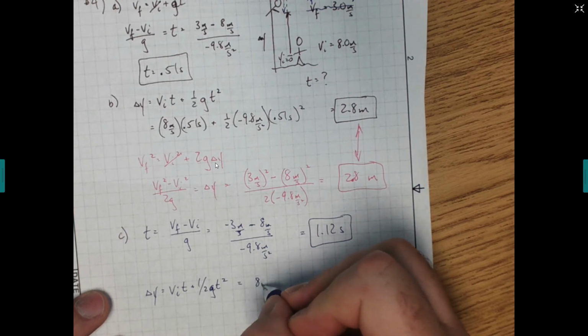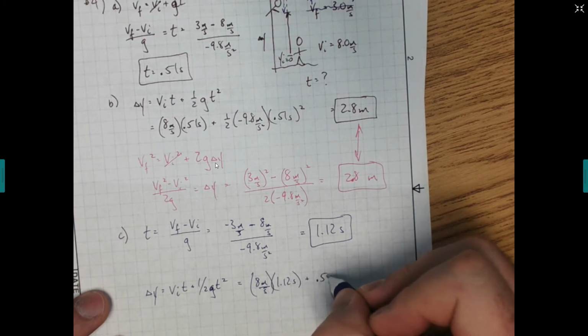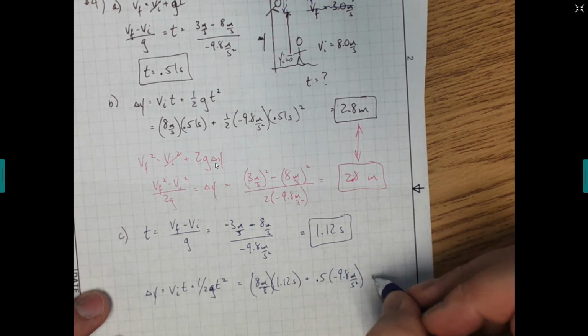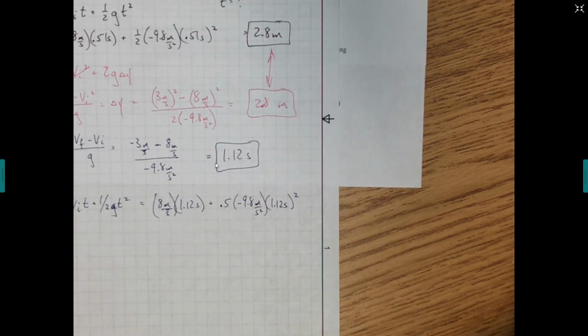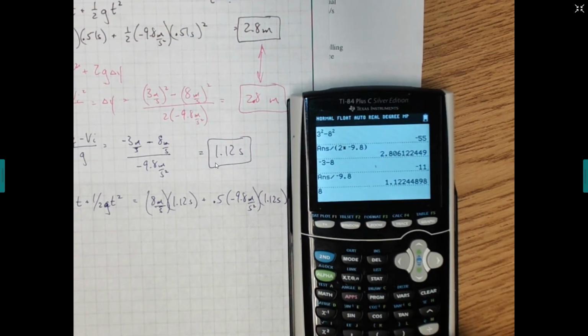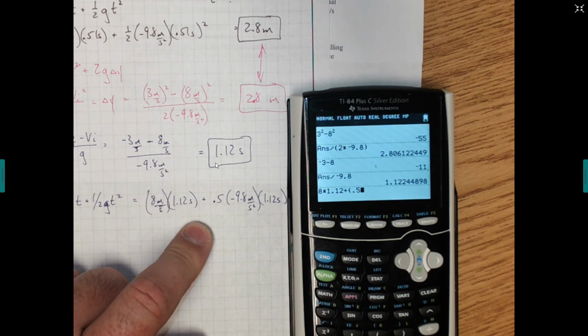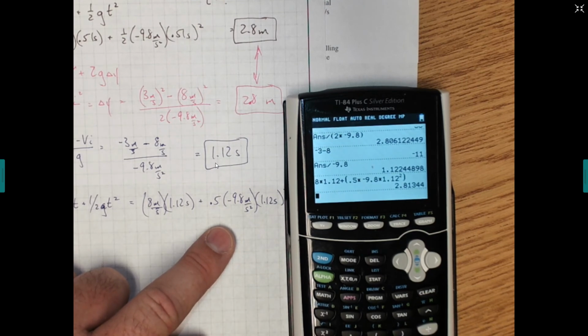My initial velocity is still 8 meters per second. My time is now 1.12 seconds, plus my 0.5 times my negative 9.8 meters per second squared times my 1.12 seconds squared. Okay, my time is squared. So let's plug all that into the calculator. 8 times 1.12 plus 0.5 times negative 9.8 times 1.12 squared. And we get 2.8 again.